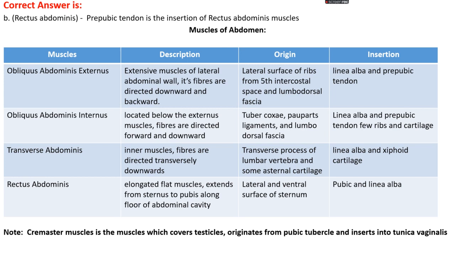Transverse abdominis muscle originates at the transverse processes of the lumbar vertebrae and some sternal cartilage, and it inserts at the linea alba and xiphoid cartilage, while rectus abdominis muscle originates at the lateral and ventral surface of the sternum, and it inserts at the pubis and linea alba. Note that the cremaster muscle is the muscle which covers the testicles, originates from the pubic tubercles and inserts into the tunica vaginalis.